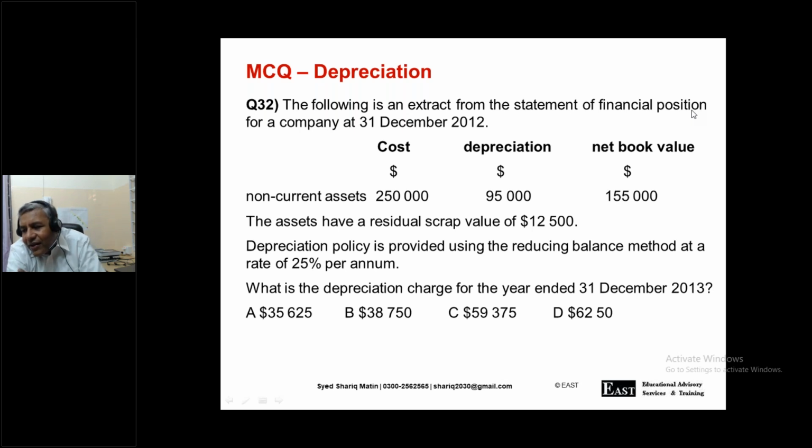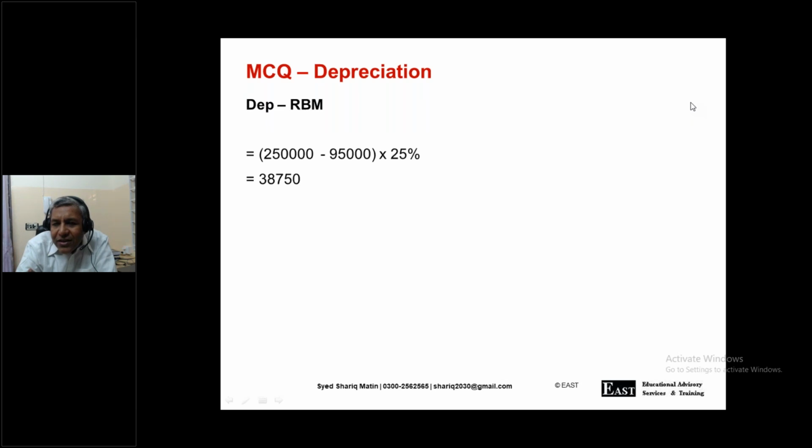Look at my answer, right? My calculation is 250,000 cost minus 95,000 accumulated depreciation, multiplied by the rate, which is 25%, and that gives me the depreciation charge for the year. It is among the easier of the questions set by the examiner, right? I hope there's no problem. Lare, Dua, Anushe, Maria, Elia, Haris. Okay, let's move on to the next question.